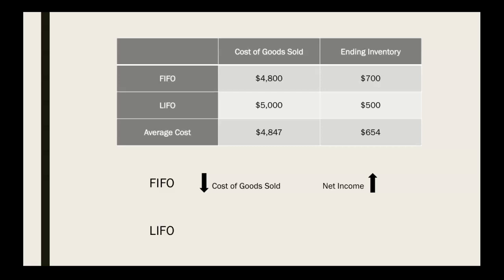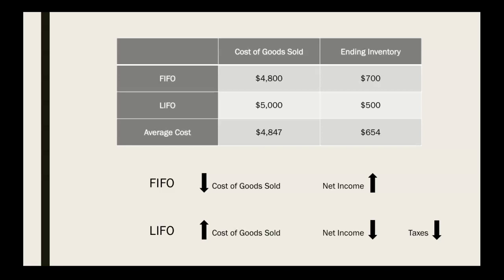So LIFO. Well, LIFO has a higher cost of goods sold, so that's going to give us a lower net income. So why would a company ever want a lower net income? Well, a lower net income means lower taxes. So a company can use FIFO or LIFO or average cost and get these benefits. Now, they're not going to constantly be switching back and forth. They're going to pick one and stick with it.